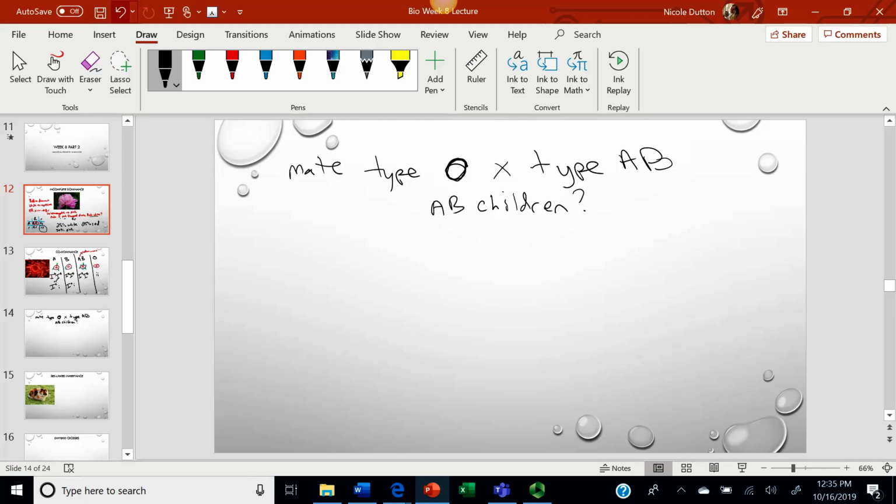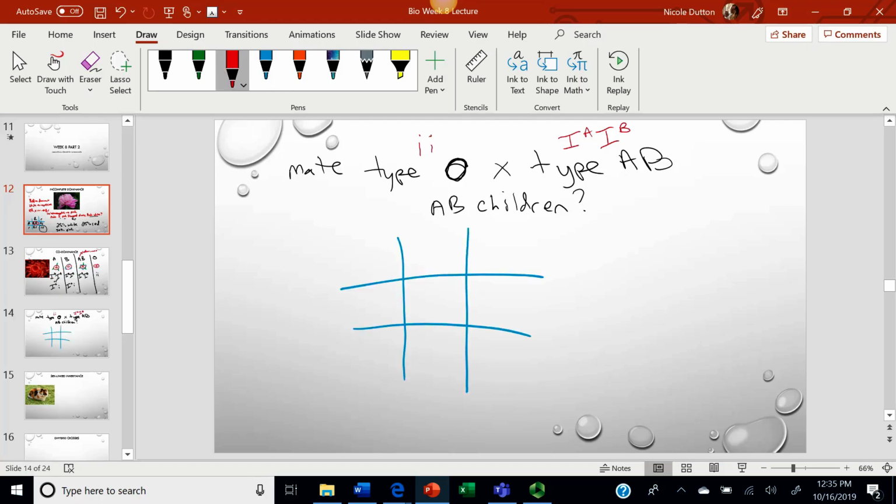So just looking at this and thinking about this logically, you're probably like, oh, well, if one of the parents is type AB, then sure, the children could be AB. Well, let's actually do the Punnett square here. If we write the alleles for the type O blood, little i, little i. If we write the alleles for the type AB blood, we have IA, IB. And if we draw our Punnett square, we have little i, IA, IB. And we carry these in.